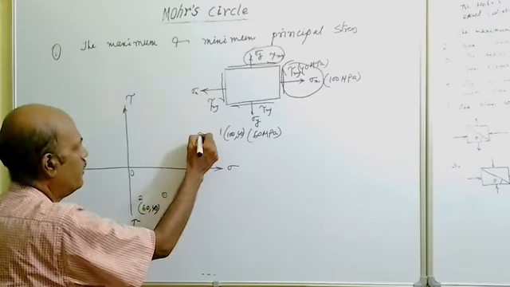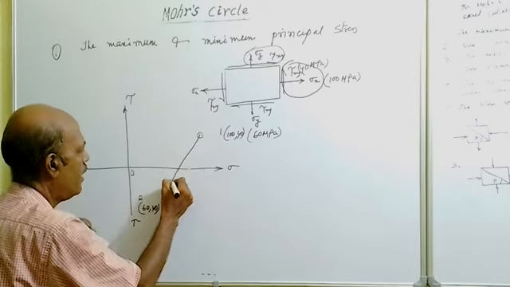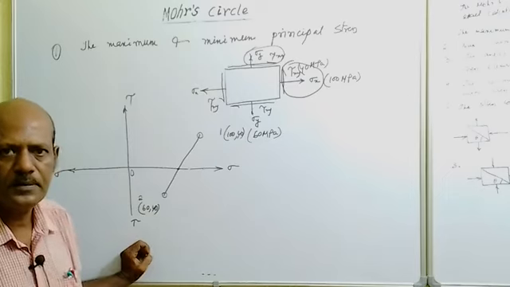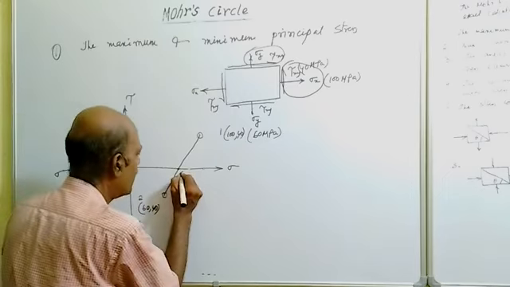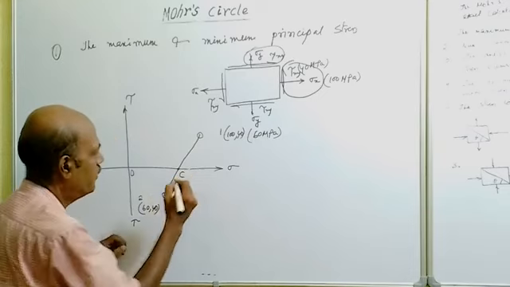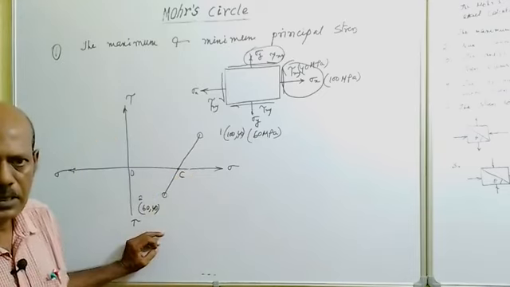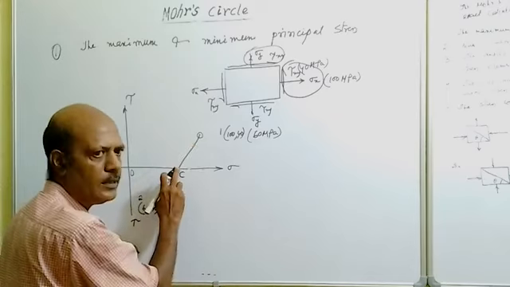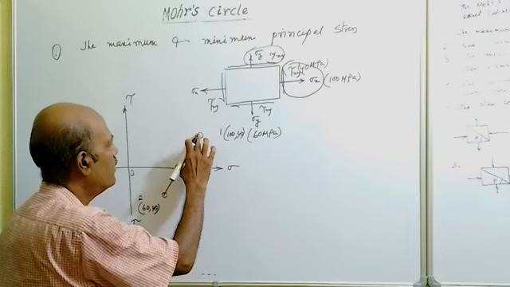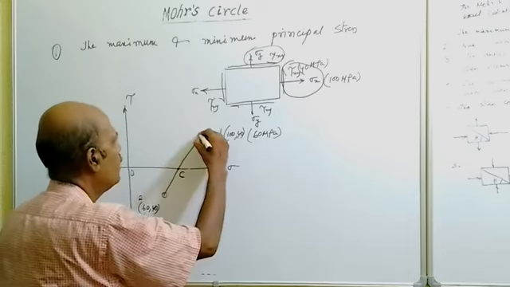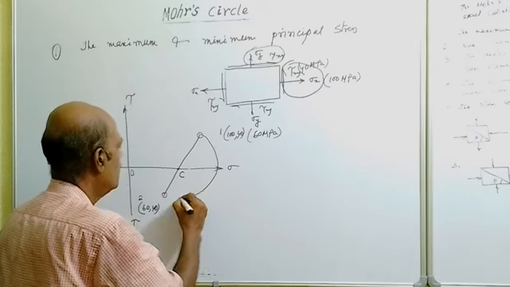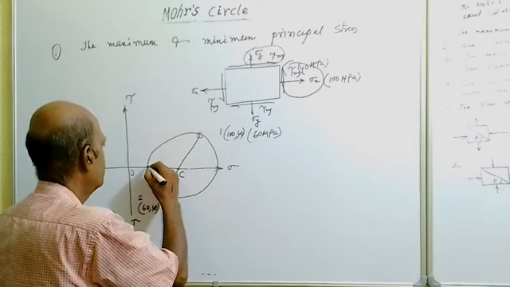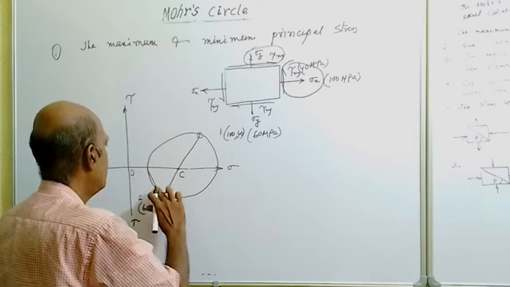Now join these two points, point 1 and point 2. The line will intersect somewhere on the sigma axis. That will be the center of the Mohr circle. I am marking it by point C. Using a pencil compass, take this as the center and this distance as the radius, and complete the circle. So this becomes the Mohr circle.